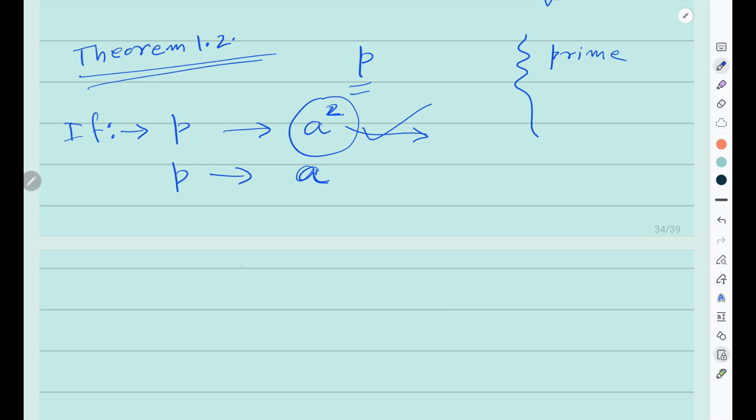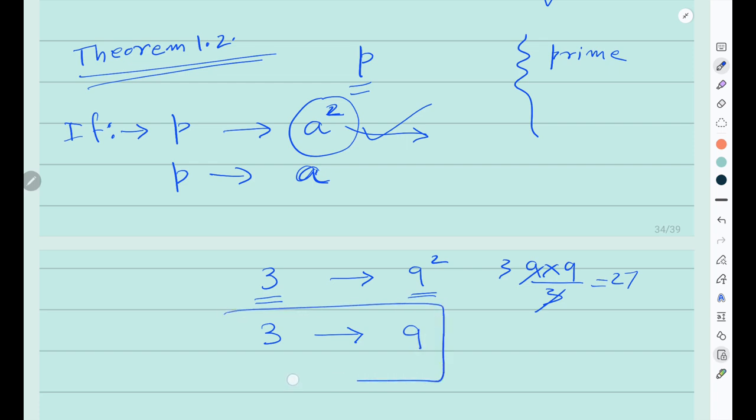For example, let us assume that P is 3, and then a square, let's assume 9 squared. Then 3 divides 9 squared, isn't it? Obviously, 27 times. Then 3 will also divide 9. Yeah, looks correct, isn't it?